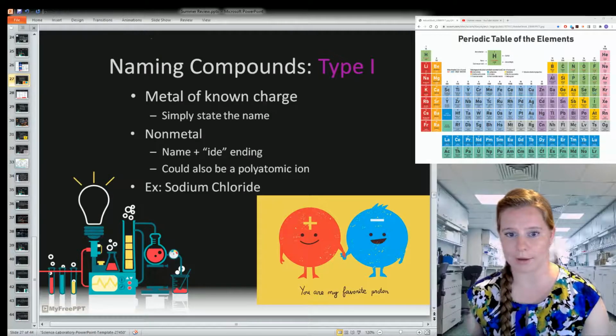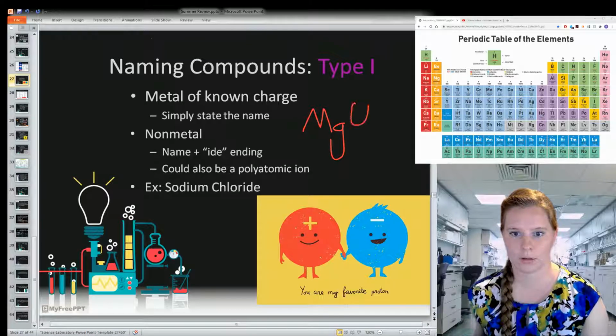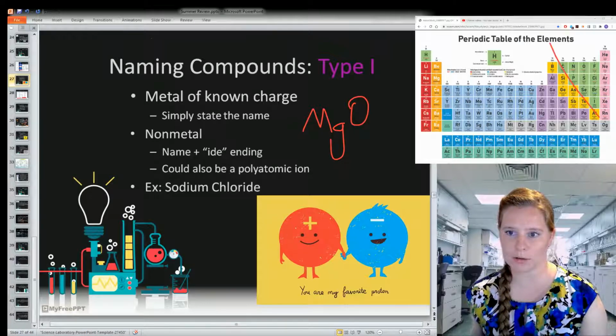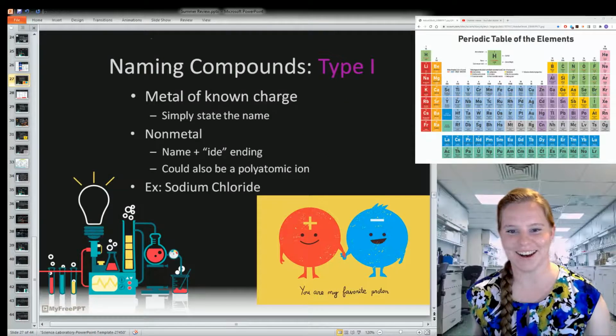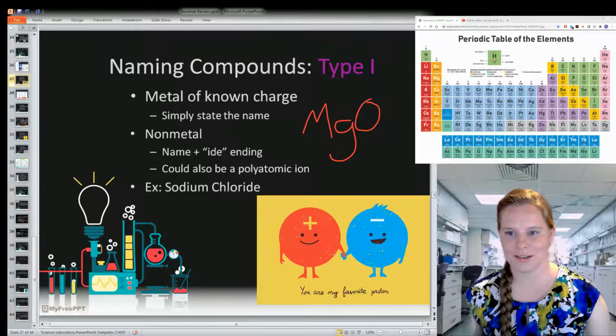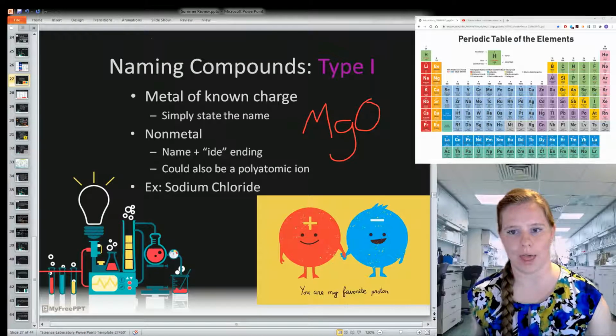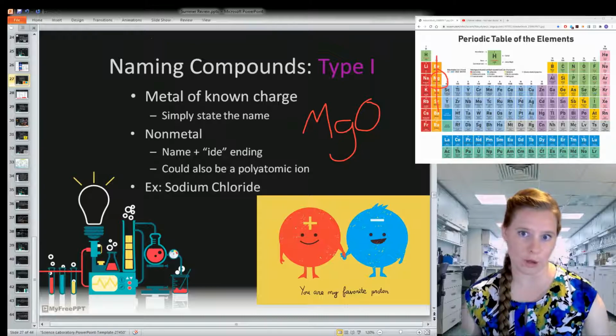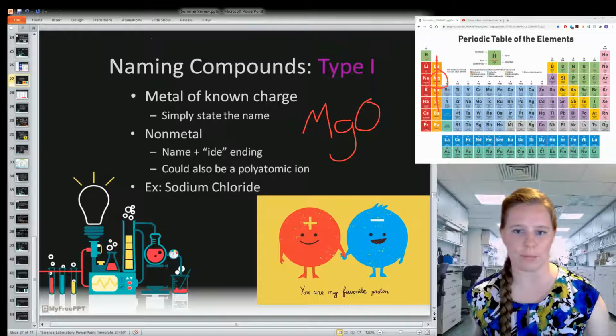So if you have magnesium, you look at this, okay, that's a metal. How do I know it's a metal? Because it's over there on the table, on that left side of the staircase. So it's a metal, and then it's in group 2A, right here. So therefore we know the charge, type 1, so just give the name. Okay, you'd say magnesium, write it out.